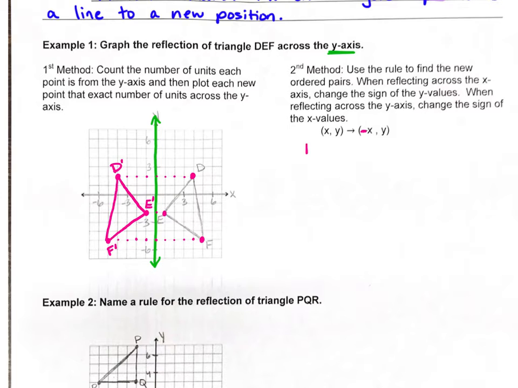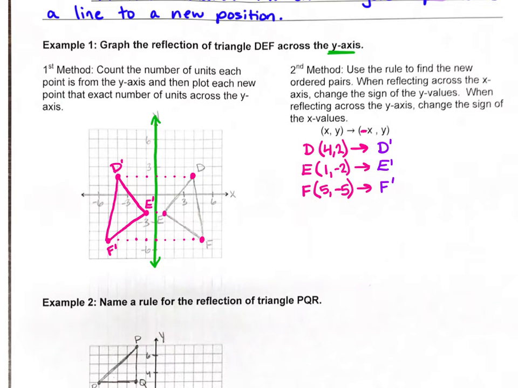So I'm going to start with labeling these ordered pairs. Point D started at 4, 2. Point E started at 1, negative 2. And point F started at 5, negative 5. And then I'm going to do this rule. I'm going to change all the x-coordinates and keep the y-coordinates the same. It doesn't mean make them all negative. It just means change the sign. So be careful about that. So I get D prime, E prime, and F prime.